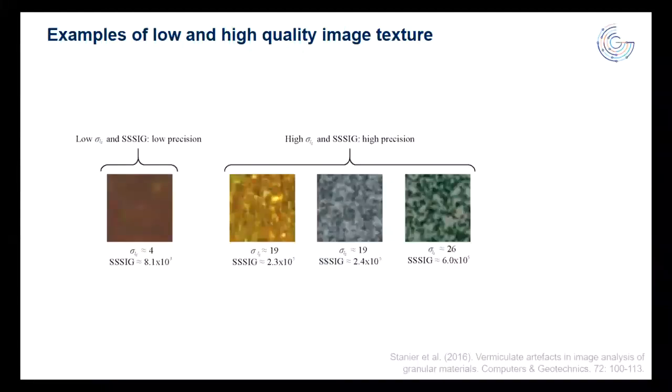Here's some examples of low and high image quality. On the left, we've got an example of low standard deviation of subset pixel intensities and SIG. That's going to give us really low precision measurements in spite of the particle image size being okay in that instance. And on the right-hand side, we've got 3 examples of high values of the standard deviation of the subset pixel intensities and the SIG value. So you want to aim for texture that looks more like what we've got on the right-hand side here.